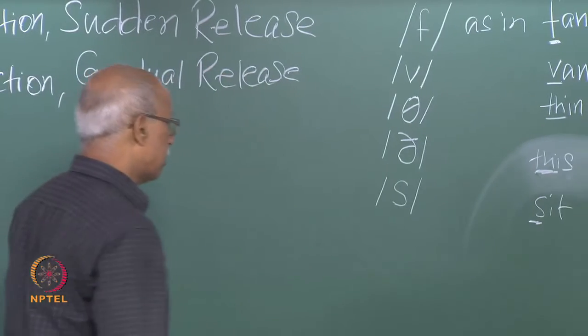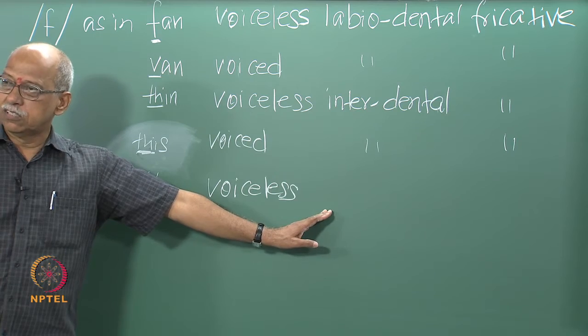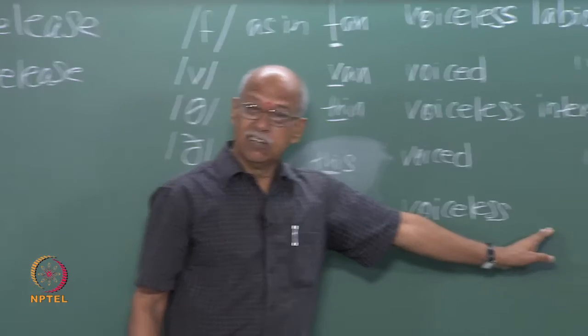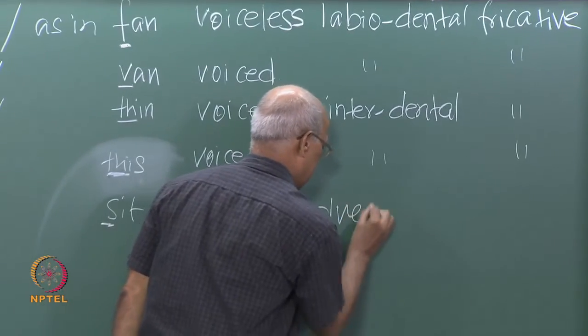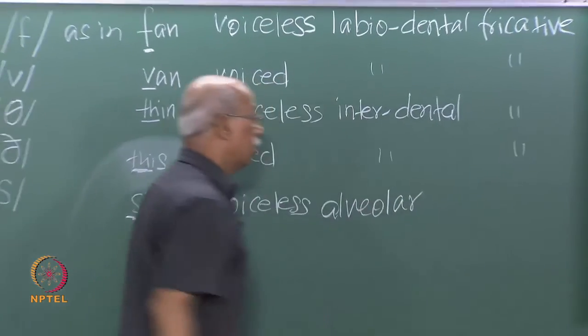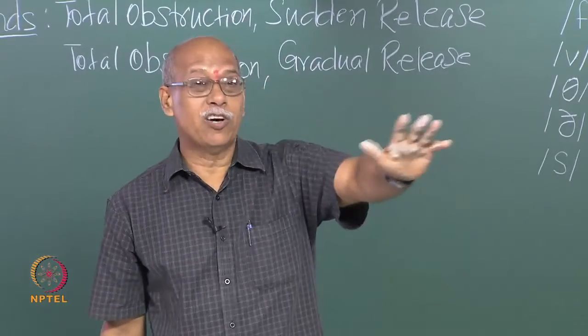Is it voiced or voiceless? It's voiceless. Where is the place of obstruction? Near the alveolar ridge. So we call it alveolar. Is it produced with or without friction? With friction. So we call it fricative.